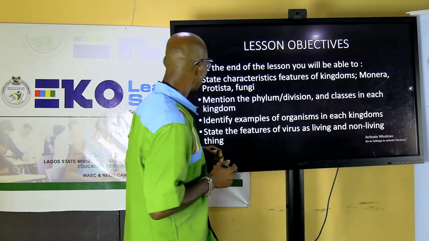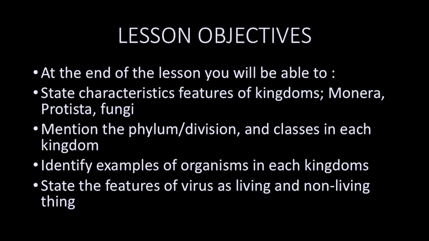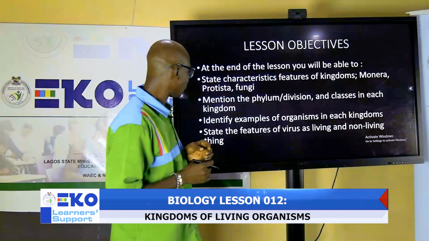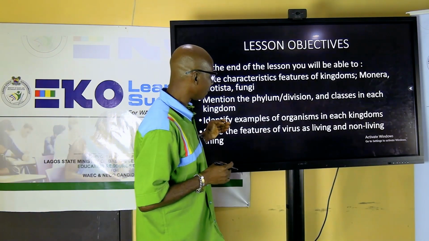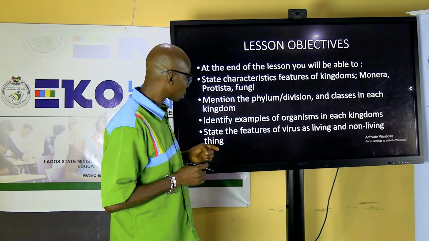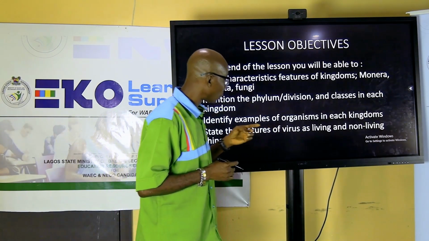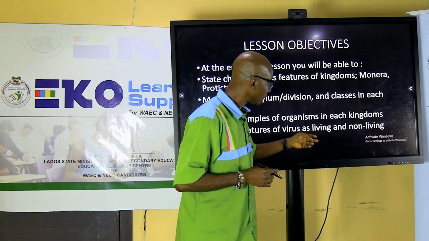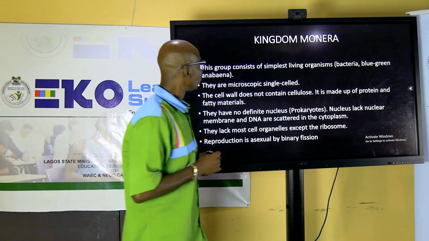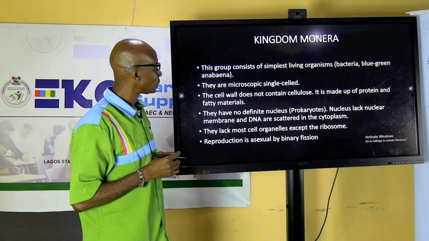Today our learning objective will be: each student should be able to state the characteristic features of kingdom Monera, kingdom Protista, and kingdom Fungi. They should be able to give us the classes under each of these phylum or division, give an example of an organism that belongs to each of the kingdoms, and as well give the characteristics of virus as a living thing and as a non-living thing. I hope we are going to meet our objective today.